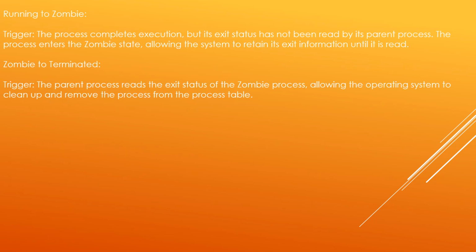Running to zombie. The process completes execution but its exit status has not been read by its parent process. The process enters the zombie state, allowing the system to retain its exit information until it is read. Zombie to terminated. The parent process reads the exit status of the zombie process, allowing the operating system to clean up and remove the process from the process table.